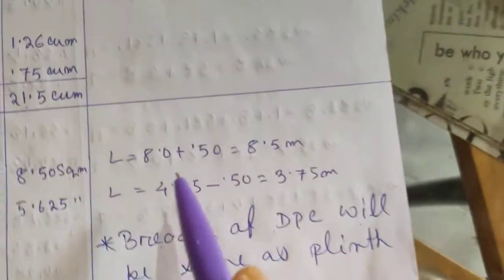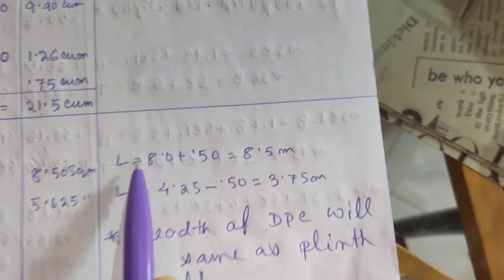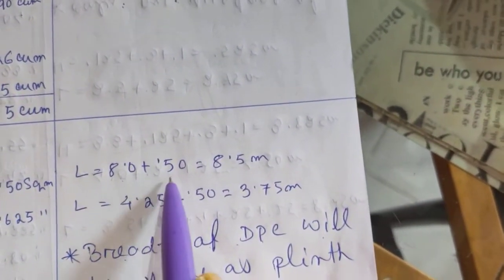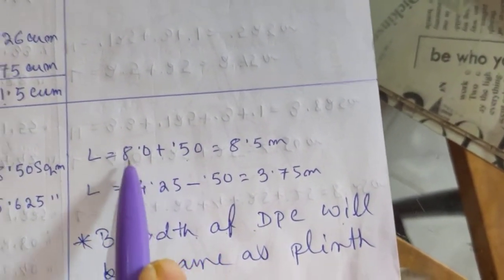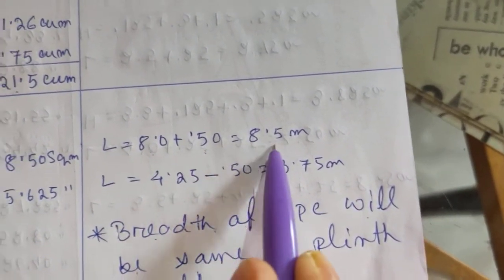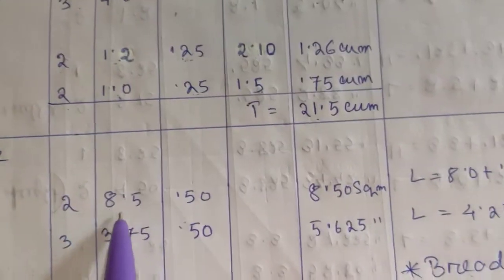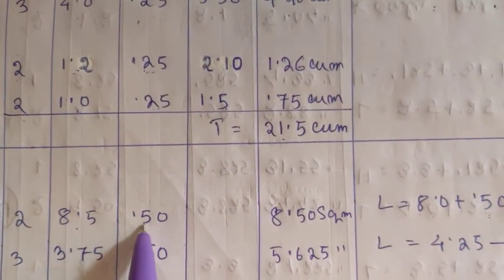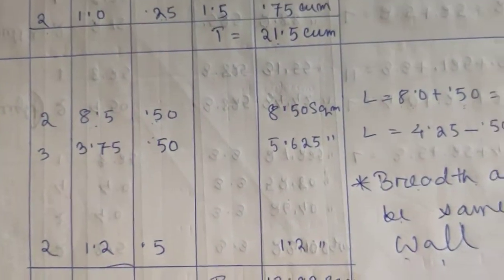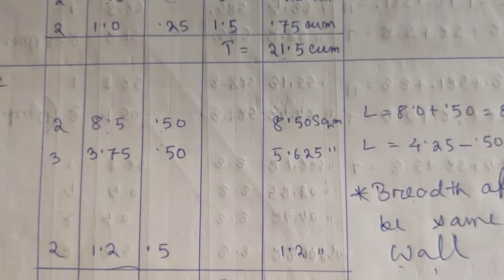So in order to find out the length, what is the formula for the long wall? Center to center length of the long wall plus breadth of the item. Center to center length of the long wall is 8 meter. Breadth of the DPC is 0.5. So ultimately length is 8.5. So under the length we will write 8.5. Breadth is 0.5. So 8.5 into 0.5 is your quantity.